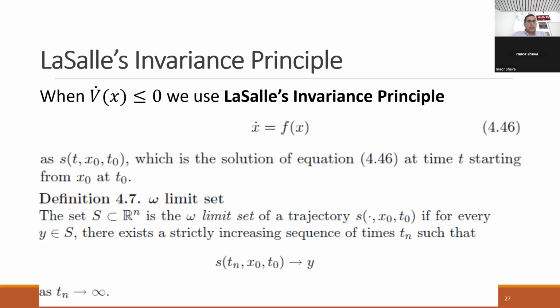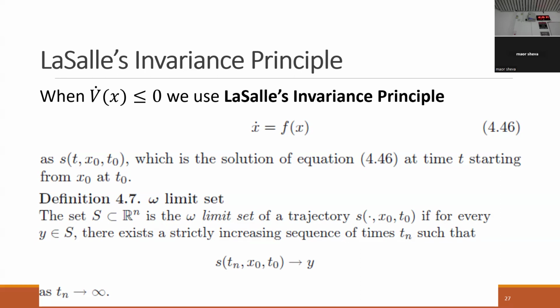And we say that the solution for the dynamical system is called S. Then we define a limit set, omega, as the set S of all the solutions to the dynamical system, is the omega limit set of a trajectory S if for every y that is in S, there exists a strictly increasing sequence of times t such that S of t is going to y as t goes to infinity.